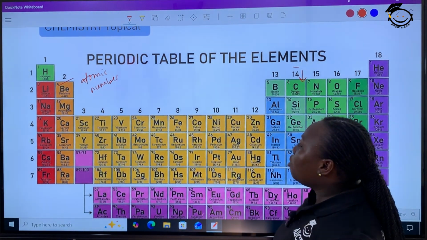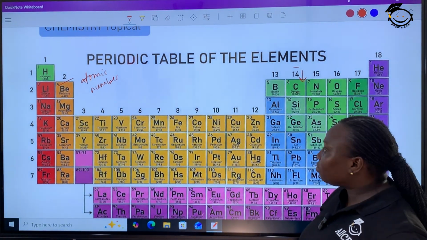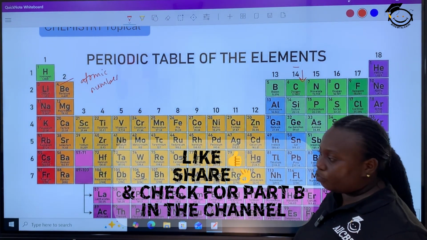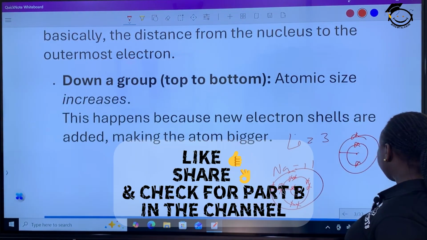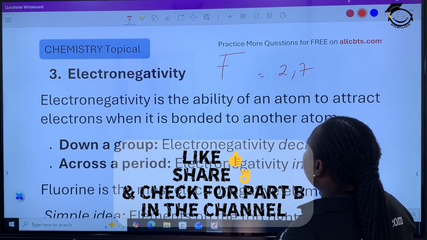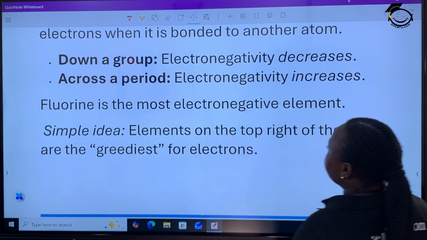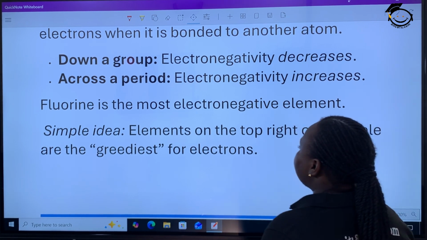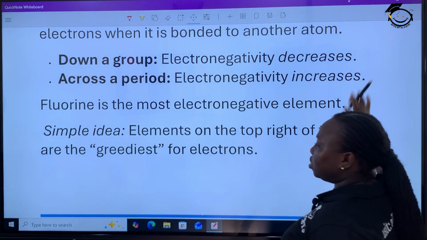So that means that when you go across the period, electronegativity is increasing. But when you go down the group, because we are going to the metals, electronegativity is decreasing. Now, fluorine is the most electronegative element, as we have seen. Elements on the top right of the table are the greediest for electrons. Those are your halogens.